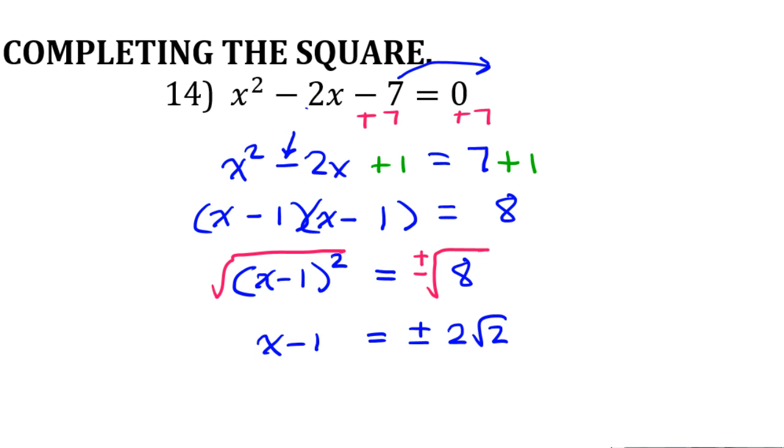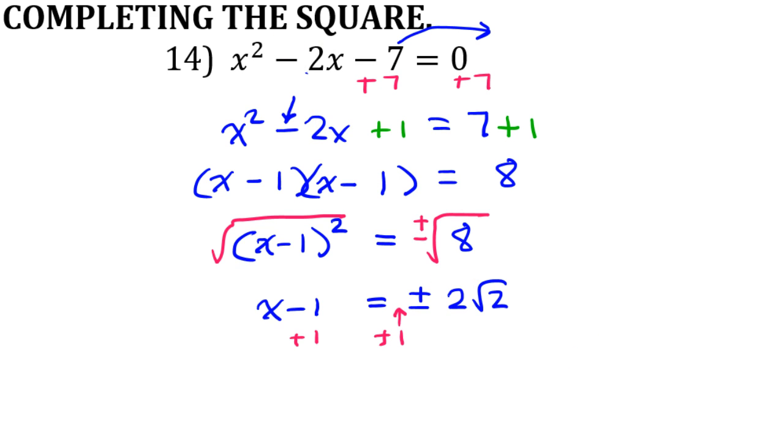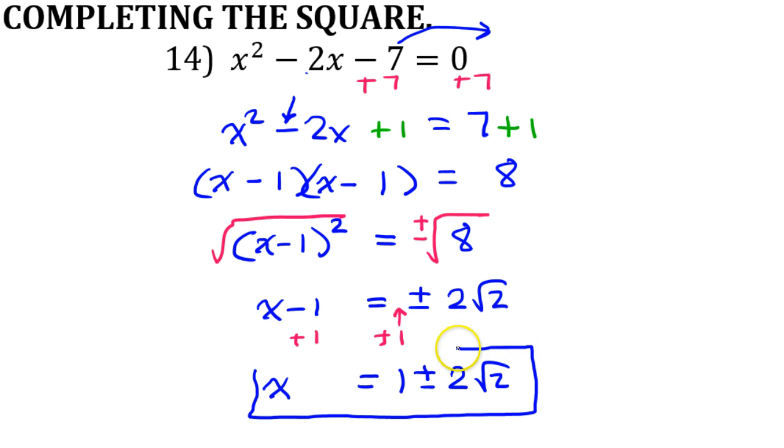Okay, so now we just need to get the x by itself by adding 1 to both sides. I'm going to put it right in the front. So I've got x is equal to 1 plus or minus 2 radical 2. Now because this has a radical 2 and this does not, these are not like terms, so they can't be put together. So I'm just going to stop. And that's the answer to number 14.